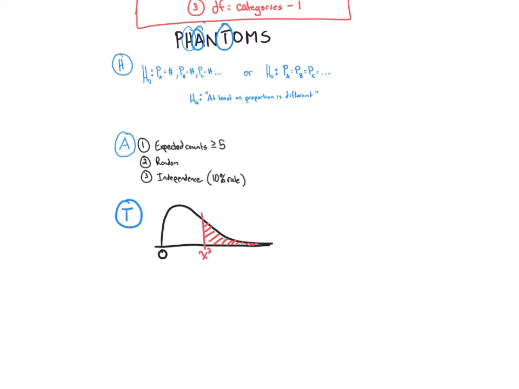If you're doing a T distribution, you'd be drawing a T curve and shading it. If you're doing a Z distribution, you'd be drawing a normal curve and shading it. If you're doing a chi-squared distribution, you're drawing a chi-squared curve and shading it, right? You're always just getting used to shading that curve. And then show your chi-squared calculation.